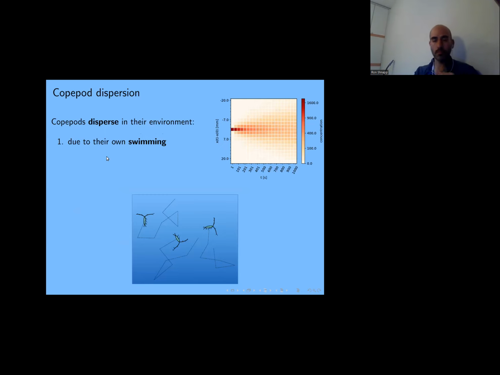Because they swim, they basically disperse in their environment, right? They're roughly blind. They do have some photoreception, but it's very limited, meaning that they would essentially swim randomly in their environment. And this causes them to basically diffuse in their environment.